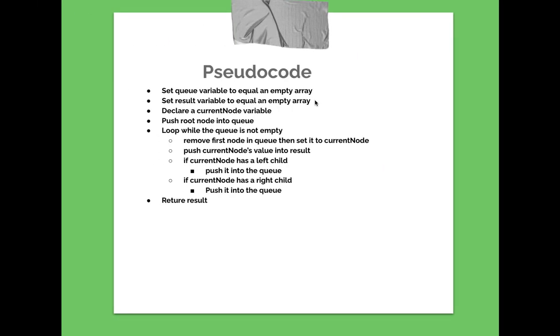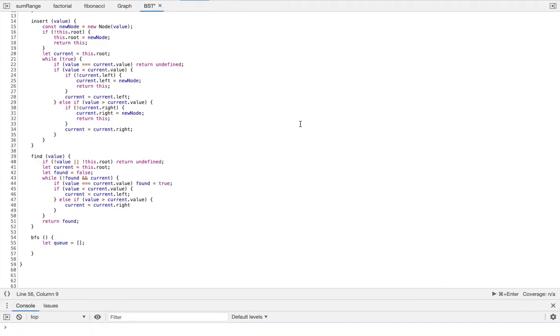Next is to set a result variable equal to an empty array. So let result equal an empty array. This result will be returned to us at the end of the function. It will store the entire result for us.